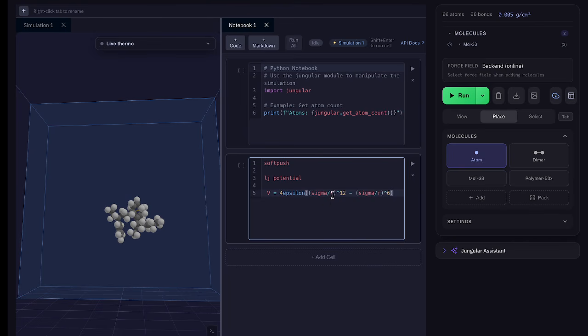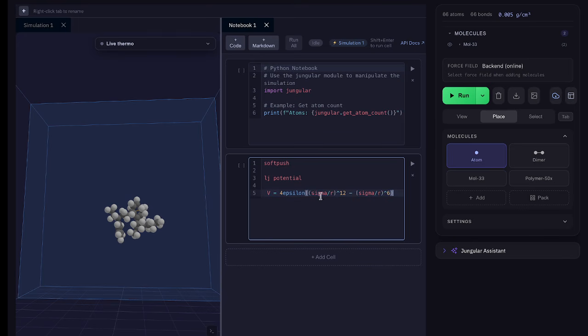When r is very small, the energy is dominated by the first term, because it's to the power of 12, which is going to be a huge number when r is very small. So basically, when r is very small, V is going to be huge, and the total energy of the system is just going to blow up. What soft push does is replace this equation with a soft potential.